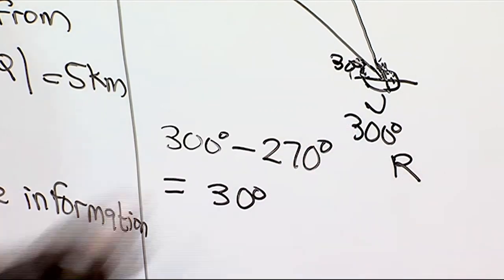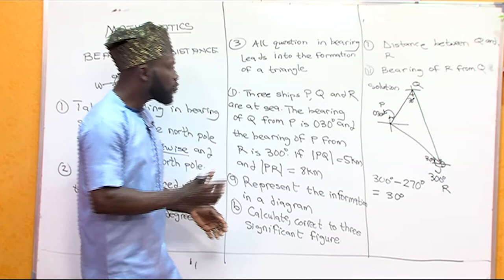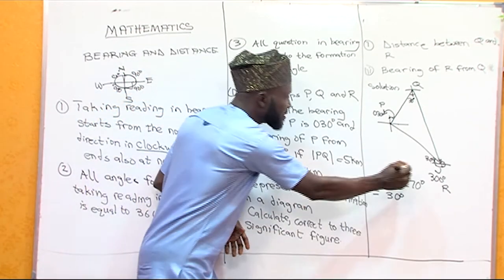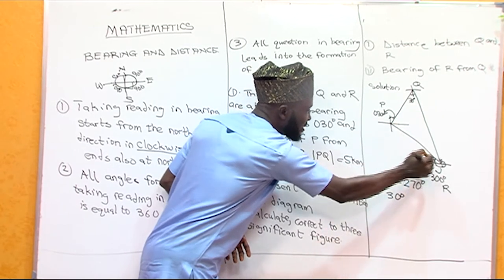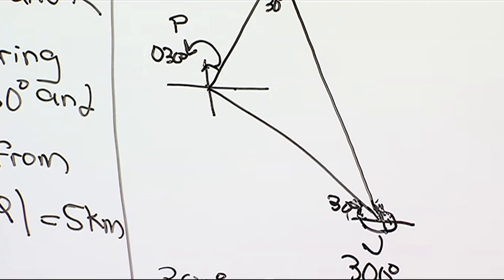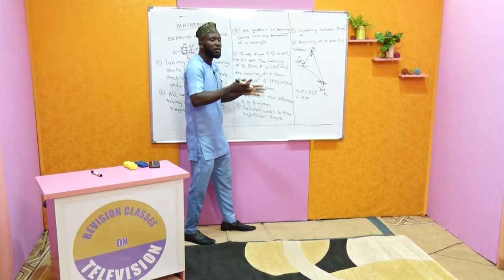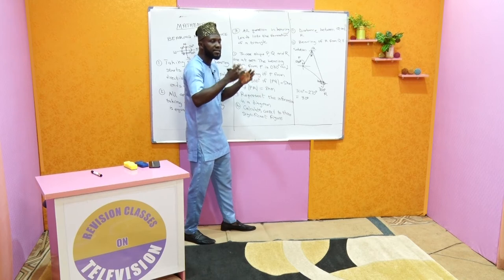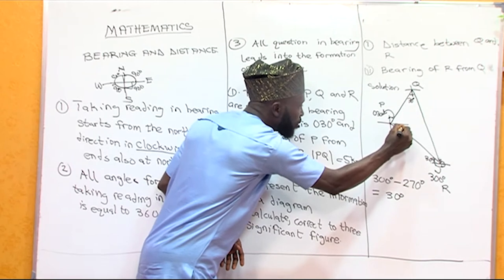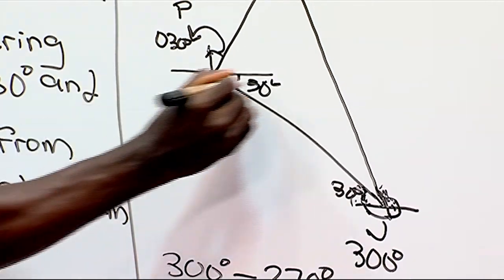Remember what I said earlier. When you have a Z angle, or alternate angle, we have something like this. If you consider this angle, we have a Z angle. Whenever we have Z angles or alternate angles, those angles are always the same. So if this place is 30 degrees, definitely this place will also be equal to 30 degrees.